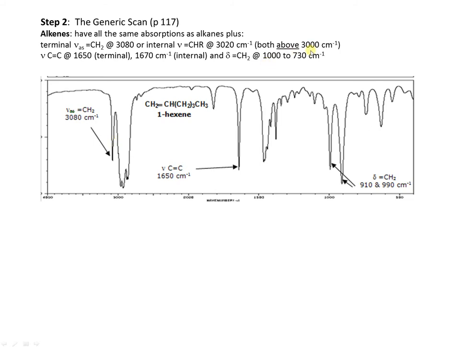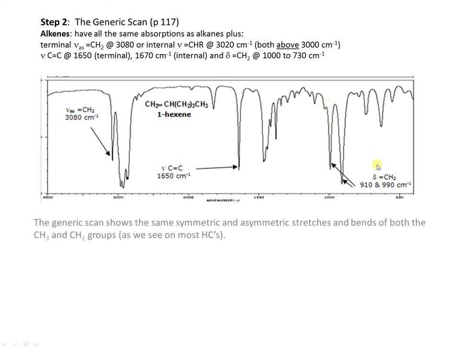Another useful absorption band: the carbon-to-carbon double bond stretch occurs at 1650 for a terminal alkene right here. Easy to pick that one out. For an internal alkene, it's pretty close, 1670. May be hard to distinguish, but whether it's internal or terminal, at least you know it's an alkene. Also, there are some additional absorption bands somewhere in the range of 1000 to 730. Depending on what the structure is, we'll look at this in the tables. We'll get more information there.